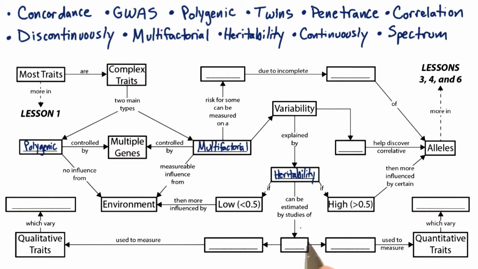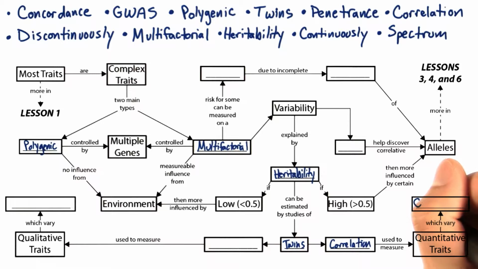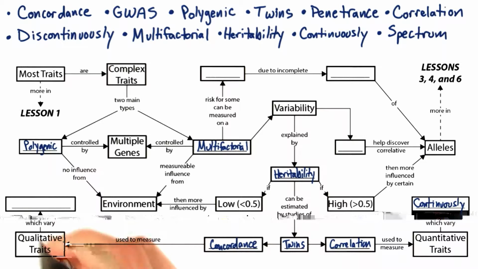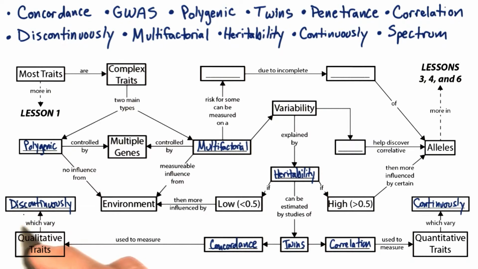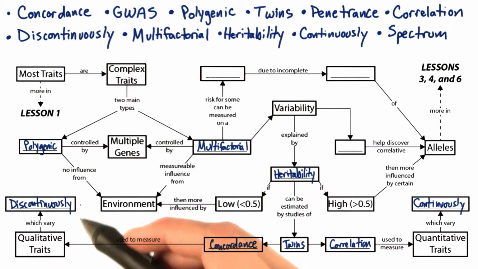Now, one way to estimate heritability is to use studies of twins, both monozygotic and dizygotic. Now, we can use correlation in these studies to measure quantitative traits which vary continuously over a range, whereas we would use concordance to measure qualitative traits which vary discontinuously, which means unlike height, which can vary over a range of numbers from 5 feet to 6 feet to 7 feet, there are only certain options like blue eye color or brown eye color or green eye color.